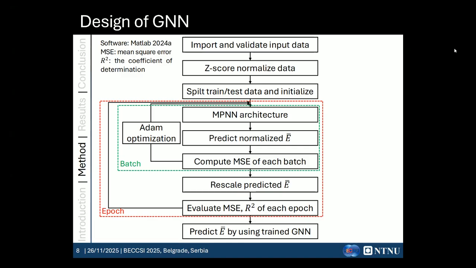Here, the MPNN represents the message passing neural network architecture. In this batch, we transfer the information through the architecture to predict the normalized effective stiffness, compute the MSE of each batch, and utilize the Adam optimizer to perform the optimization. After that, we rescale the predicted effective stiffness and evaluate the MSE and R-squared of each epoch, and we complete one epoch. Then we repeat it. Finally, we get the predicted effective stiffness by using the trained GNN.